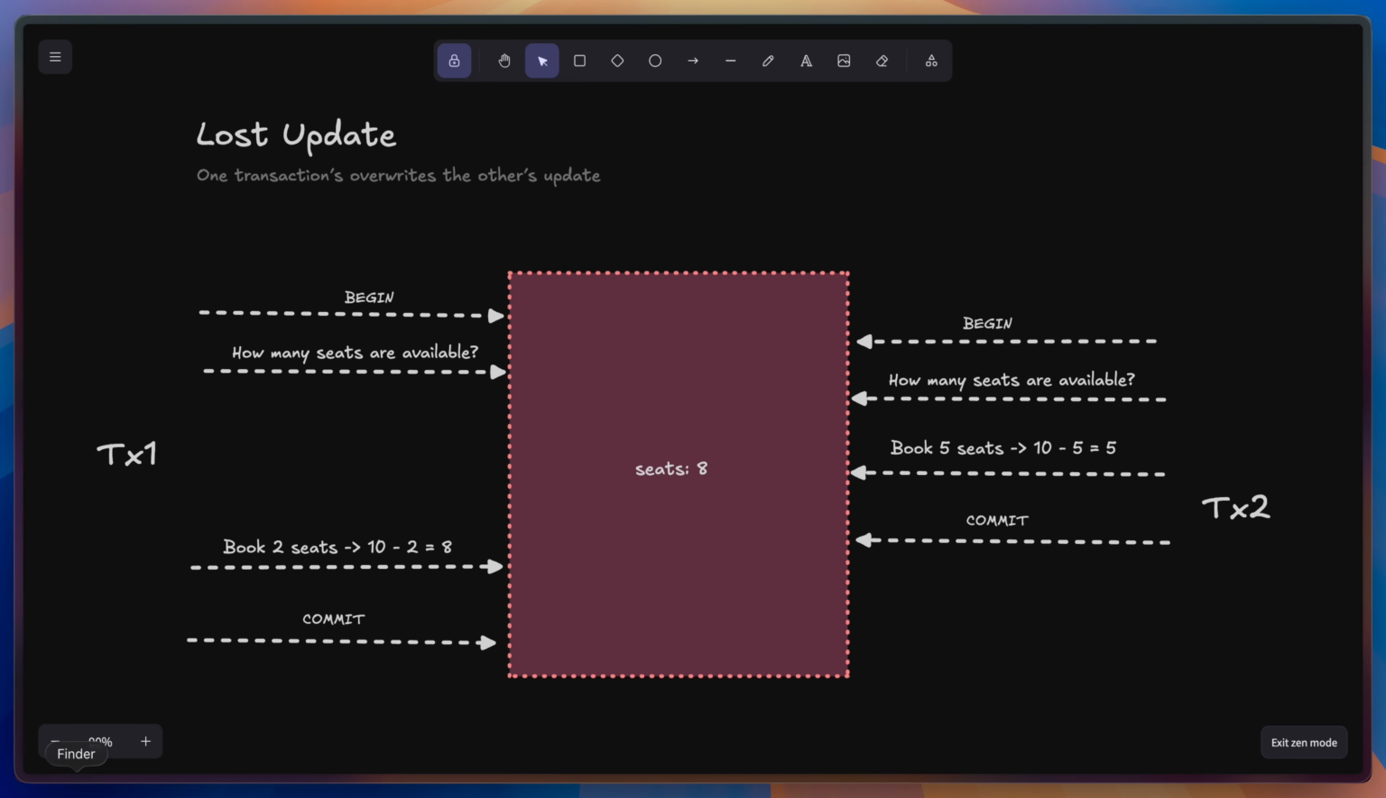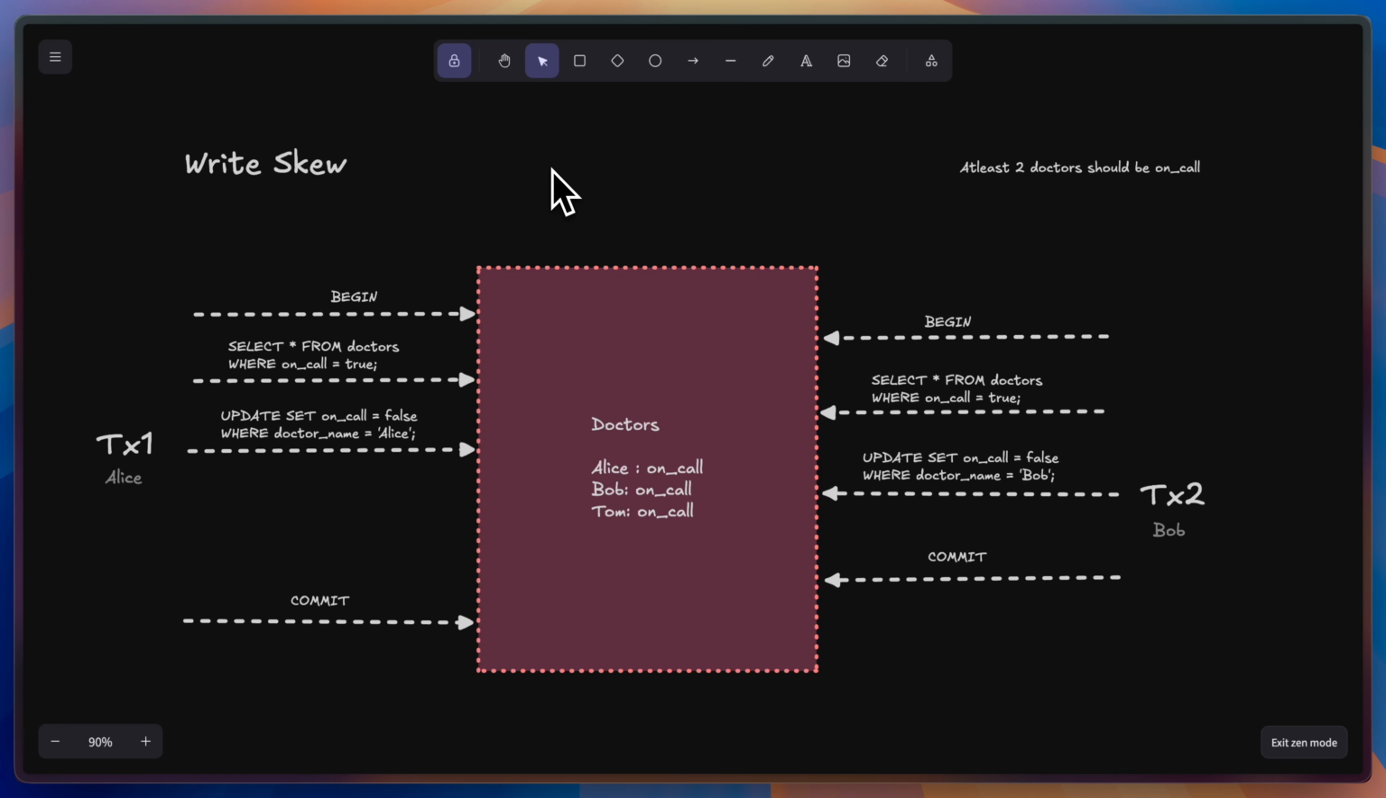All right. So I hope you noticed the problem. The problem is the update made by transaction 2 got lost, right? So this is the lost update problem. Now let's see what this write skew problem is.